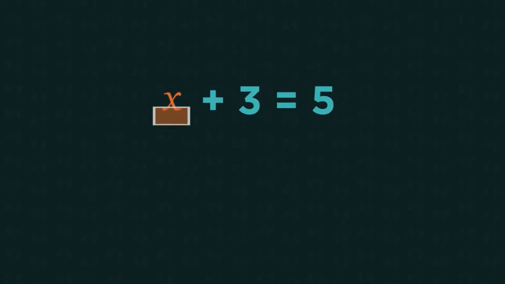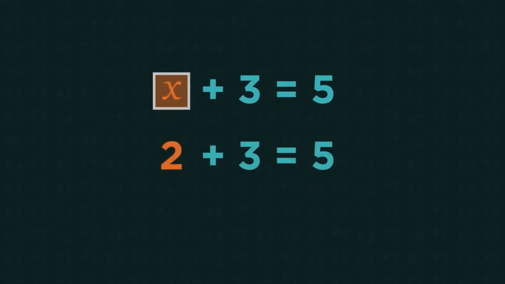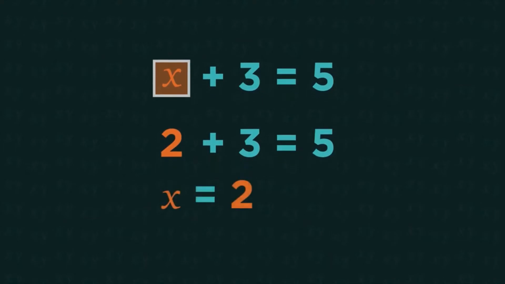If you were given this, all it is saying is something plus 3 equals 5. What's the missing number? 2. So that means x equals 2. That's all there is for solving equations by inspection. It just means to look at the question and try and work out what the missing number is. How can we make the left-hand side equal the right-hand side?